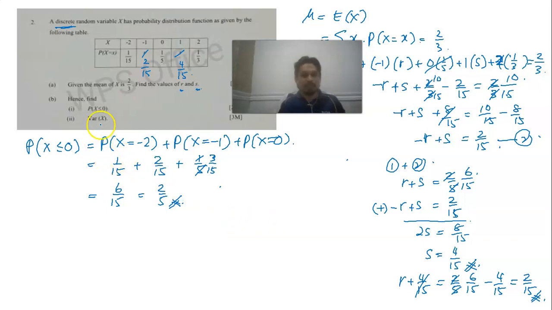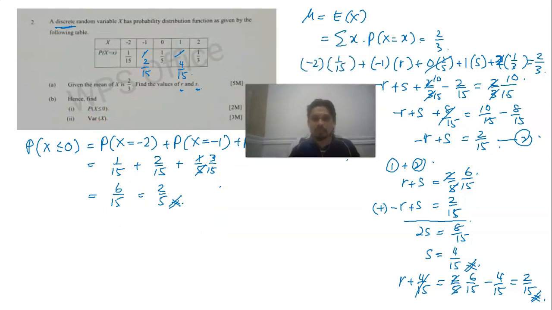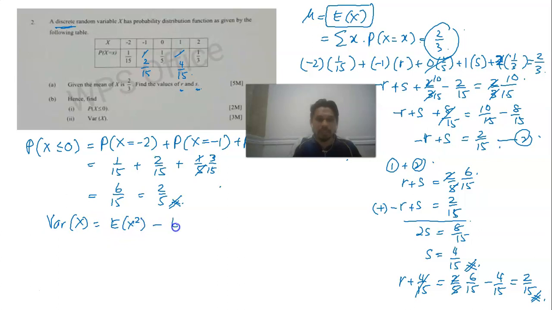And then the variance of X. Earlier, it was given to us that E of X equal to 2 over 3. As we know, the variance of X equal to E of X squared minus expected of X in brackets squared, where we already have expected of X as 2 over 3. What we still need here is expected of X squared, so we're going to make another calculation here.